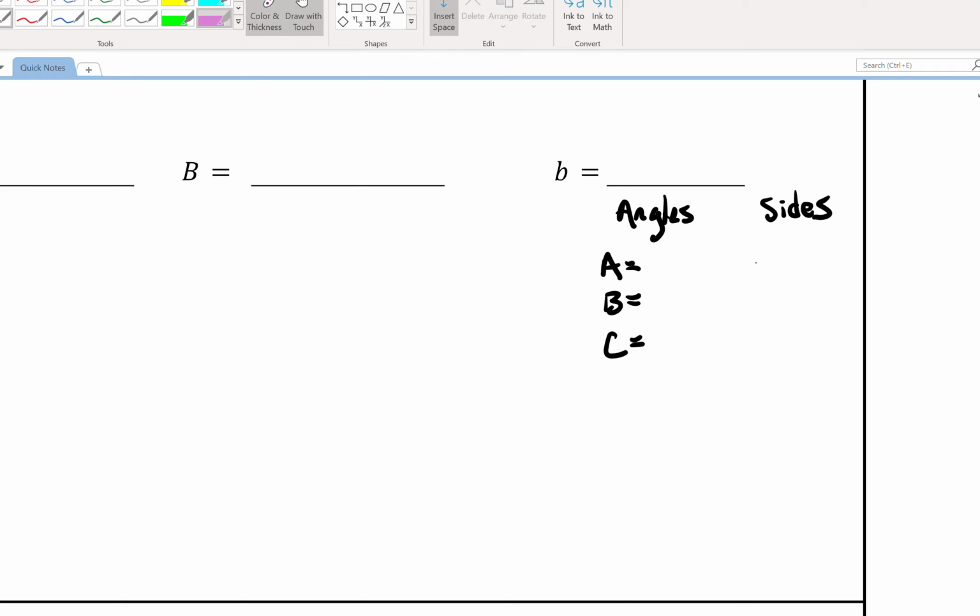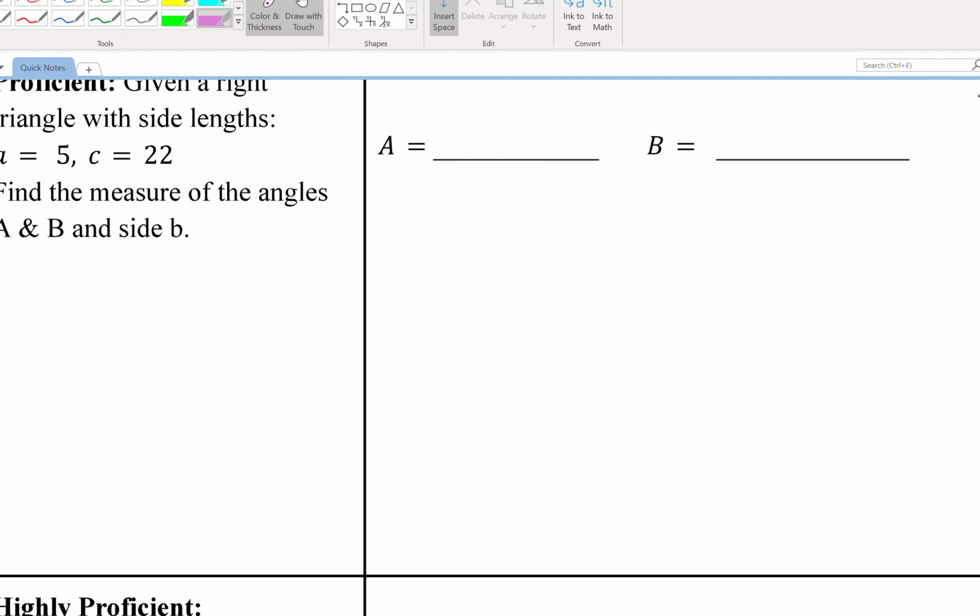equals. Opposite big A would be little a. What's that side length? Big B, or little b, sorry, what's that side length? And then little c is what's that side length? And typically, if they don't say otherwise, we know that C is going to be our 90-degree angle, so we can go ahead and fill that one in.